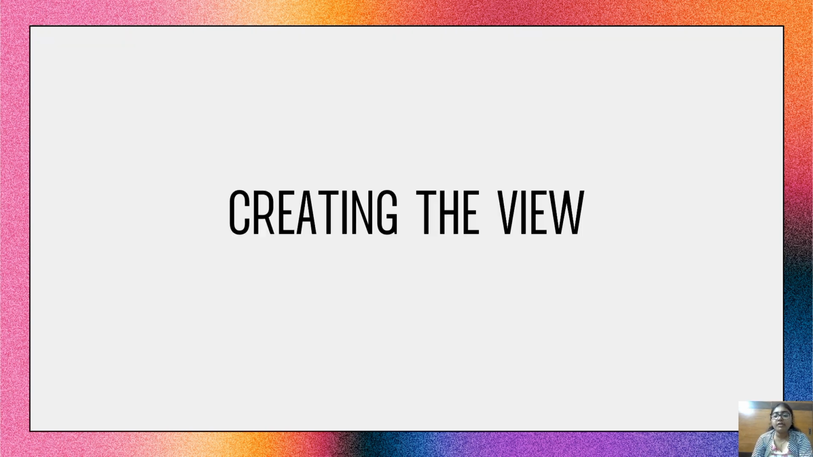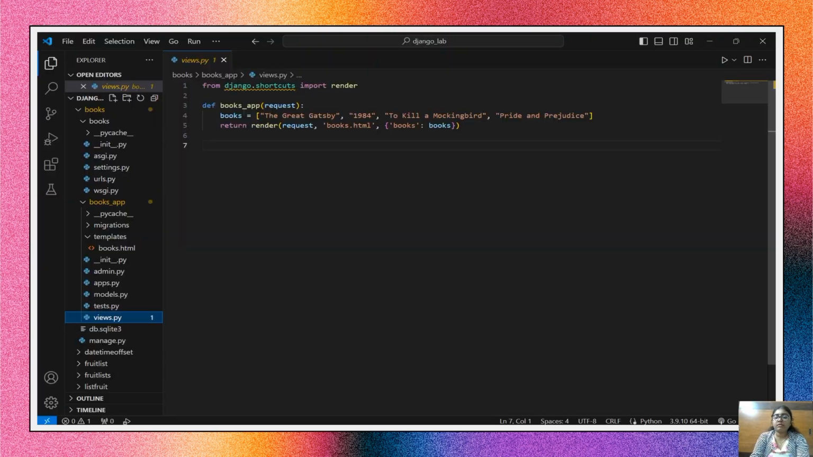Creating the view. Now let's create a new function that will handle our books list. Open the views.py file in the booksapp directory. At the top of the file, import the render function from django.shortcuts. Next, create a view function named books. This function will create a list of books and render them to a template.